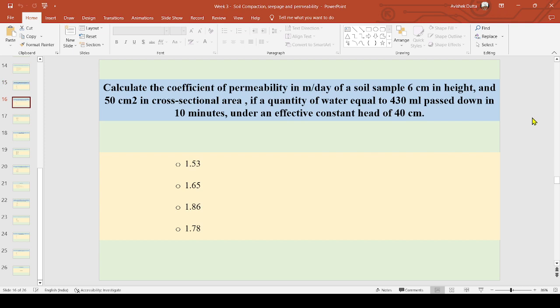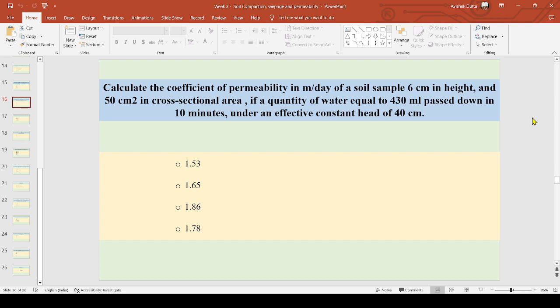Calculate the coefficient of permeability in meter per day of a soil sample 6 centimeter in height and 50 centimeter square in cross sectional area, if a quantity of water equal to 430 ml passed down in 10 minutes under an effective constant head of 40 centimeter. The constant head is given, the time is given, the quantity of water is given, the height of soil sample is given, and the cross sectional area is given. You have to find out the coefficient of permeability in meter per day. Mind the unit, I am asking it in meter per day.